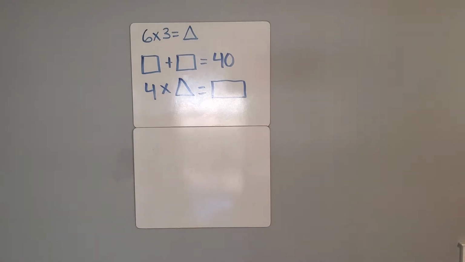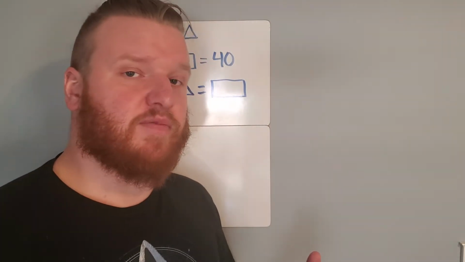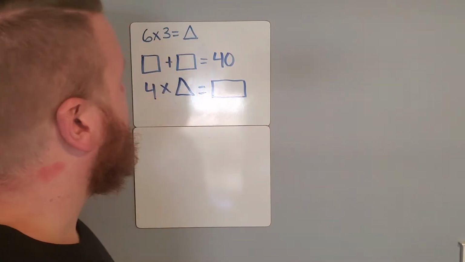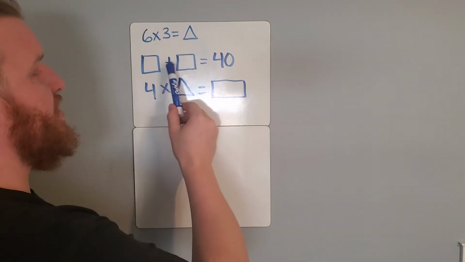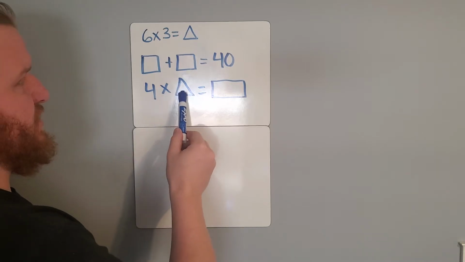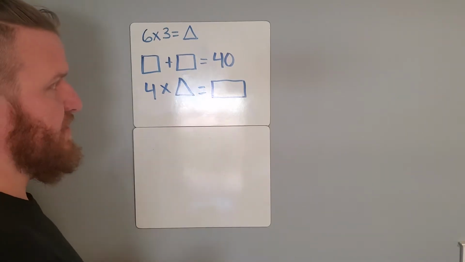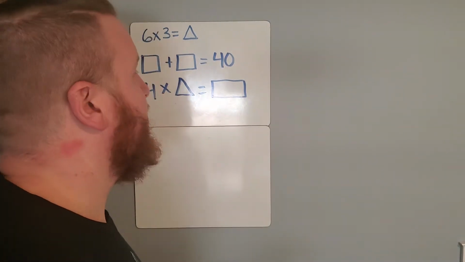Okay, great. This week in Amentum, you have a question on multiplication part 7 that may be a little bit confusing just because it uses shapes instead of numbers, but all you're doing is thinking of these shapes as a fill in the blank that makes sense. So we have 6 times 3 equals triangle, square plus square equals 40, and 4 times triangle equals rectangle. So don't get confused by this. All we're going to do is take this one step at a time.